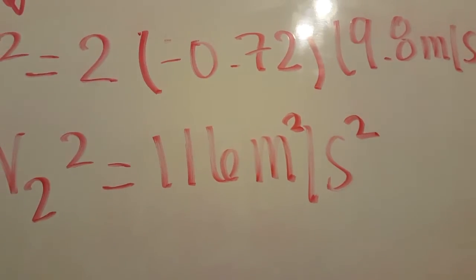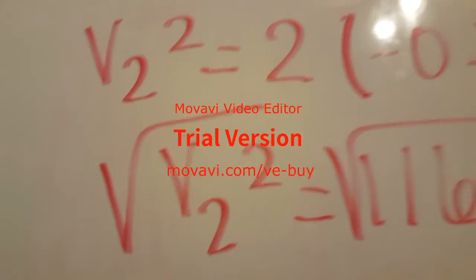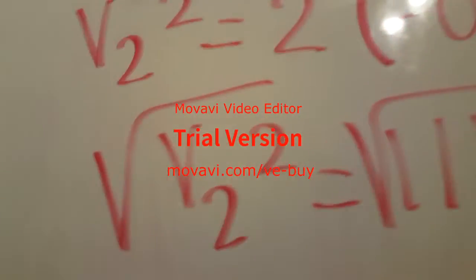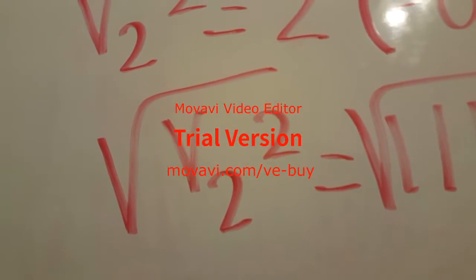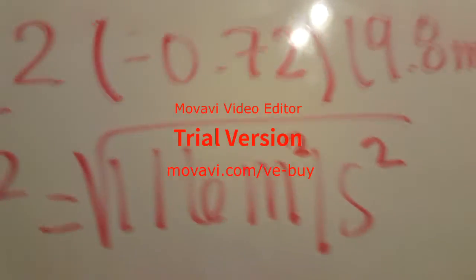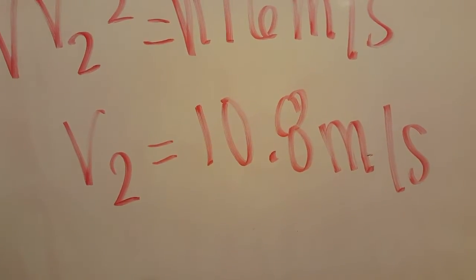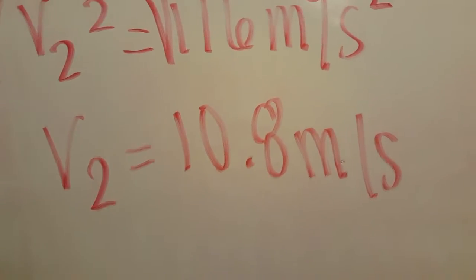We must then take the square root of both sides in order to get rid of the square and isolate the velocity at the second position, as well as reduce the meters squared per second squared. The result is that the velocity at the second position is equal to 10.8.